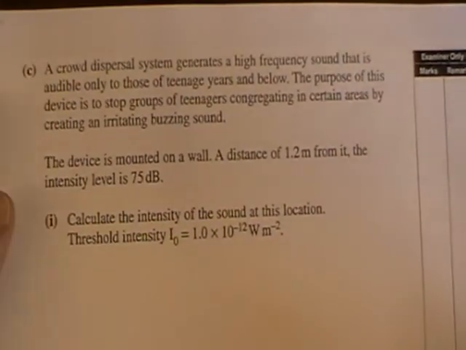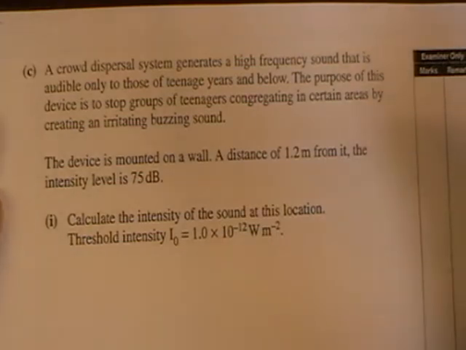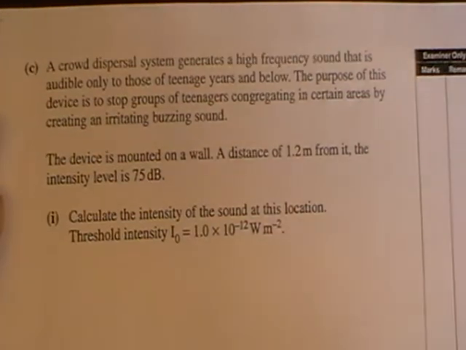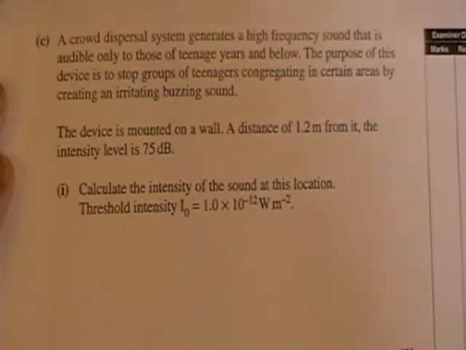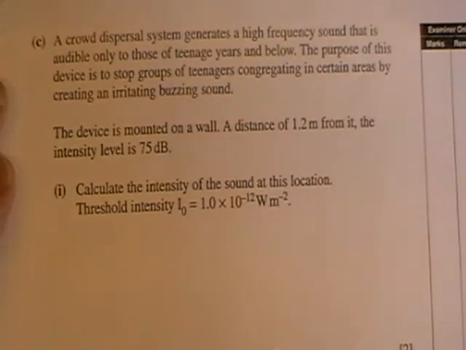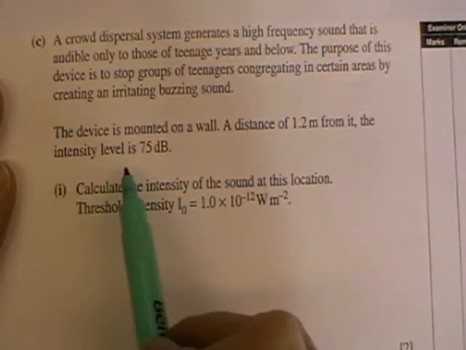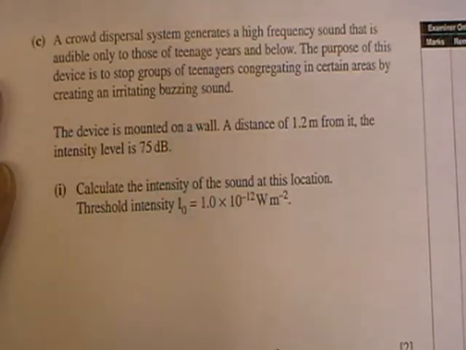A crowd dispersal system generates a high-frequency sound, which is audible only to those of teenage years and above. This is called a mosquito, by the way, and you may have seen this article with me in class or in the paper. The purpose of this device is to stop groups of teenagers congregating in certain areas by creating an irritating buzzing noise. It's generally very high frequency, up near 20 kilohertz. The device is mounted on a wall, and a distance of 1.2 metres from it the intensity level is 75 decibels. Calculate the intensity of sound at this location.